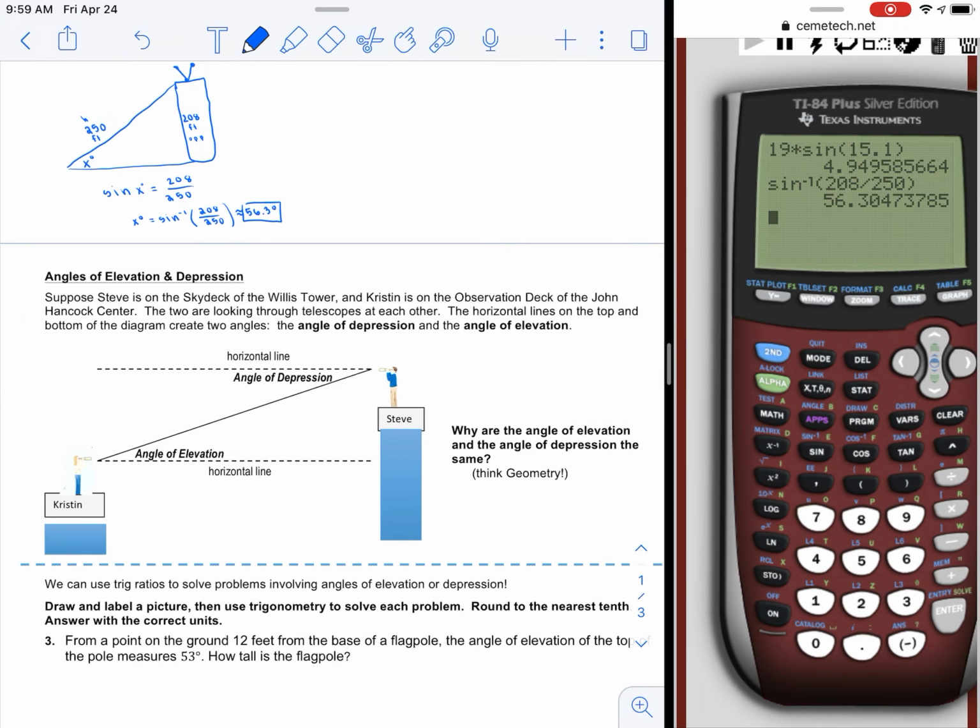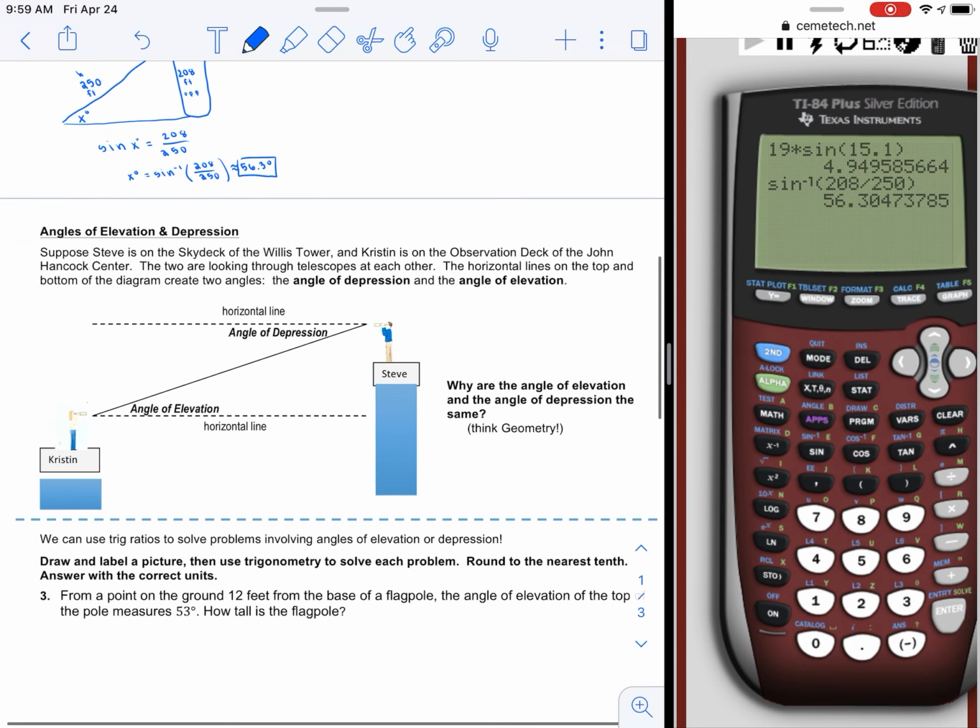What I am going to show you in the second part of the notes for today is this idea of angles of elevation and depression. So they give you a scenario where they say Steve, I don't know if you know Mrs. Kane, but her name is Kristen and her husband's name is Steve, so that's funny.